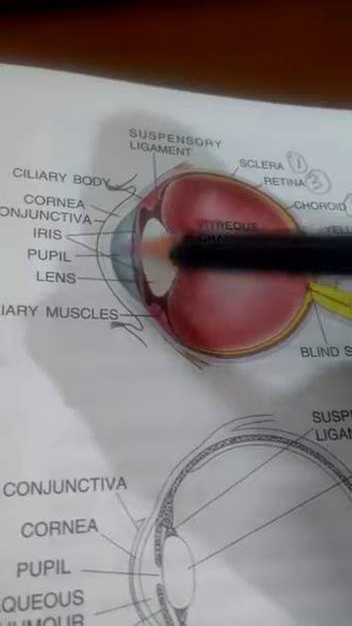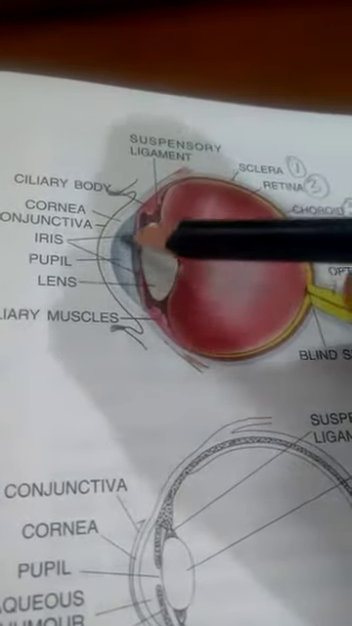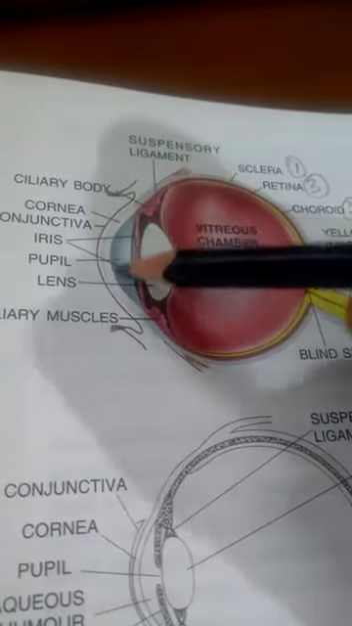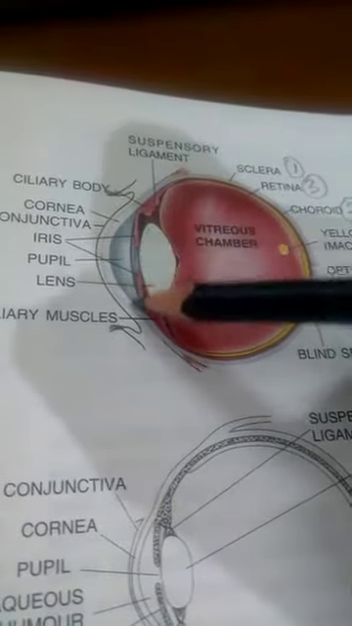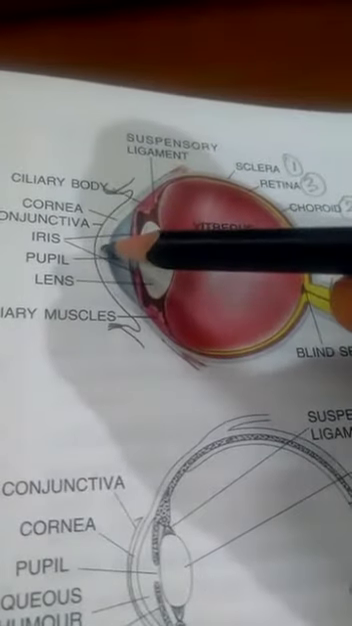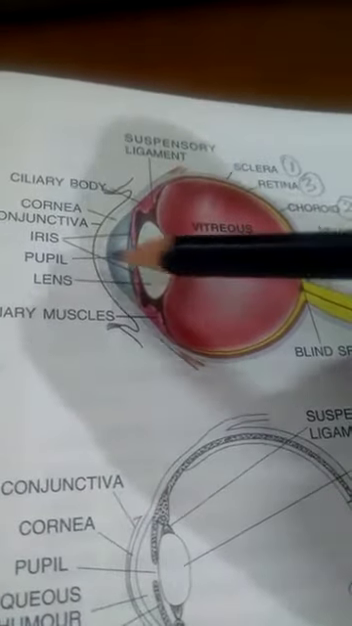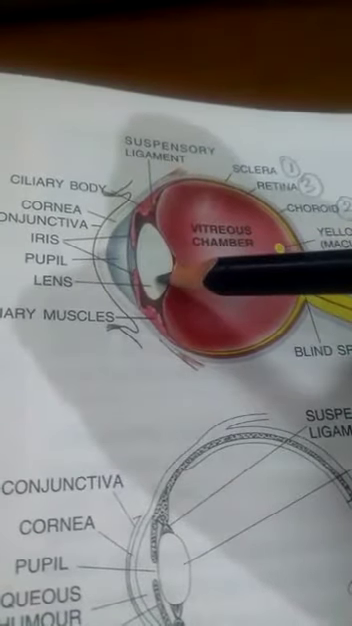Aqueous humor changes from time to time. It keeps the eye moist, and it also gives protection to your cornea. This is the cornea, and your lens. It protects the cornea and lens.